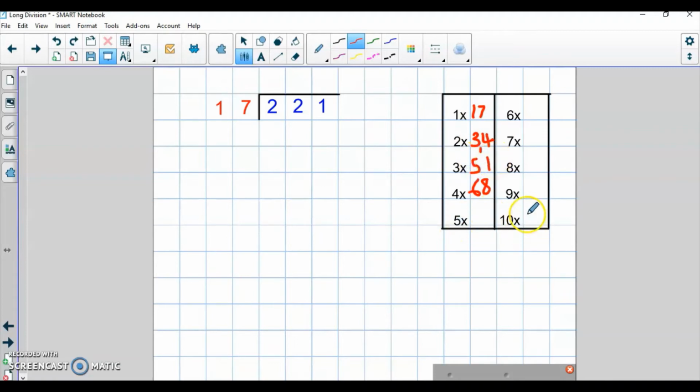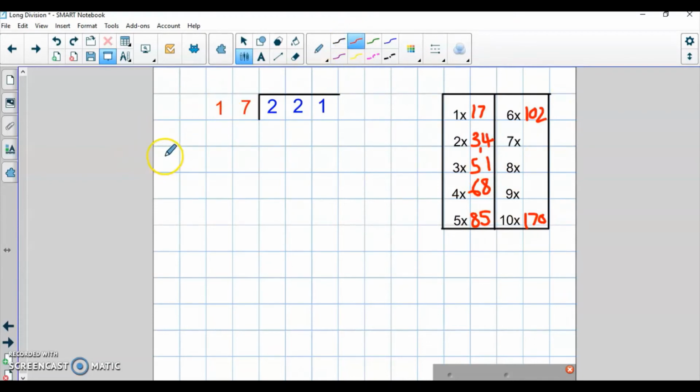Now, 5 times. I could do 10 times. That's 170. And I can half that to find 5 times. That's 85. Half of 160 is 80. Okay. Now 6 times is double 3 times. That's convenient, isn't it? And I could keep going. Now I'm going to pause there for a minute. I'm just going to have a look and see what I can do over here.